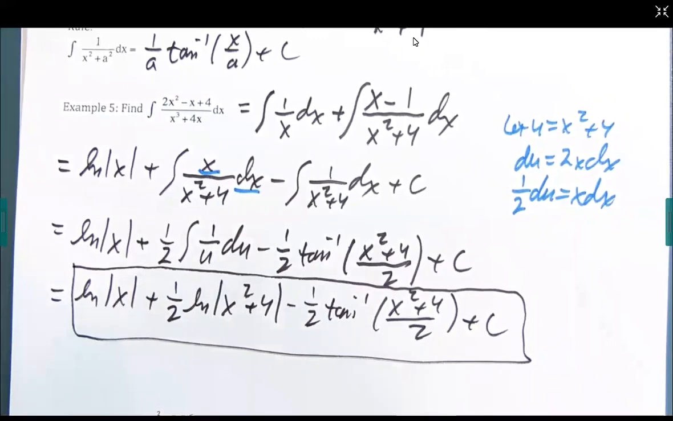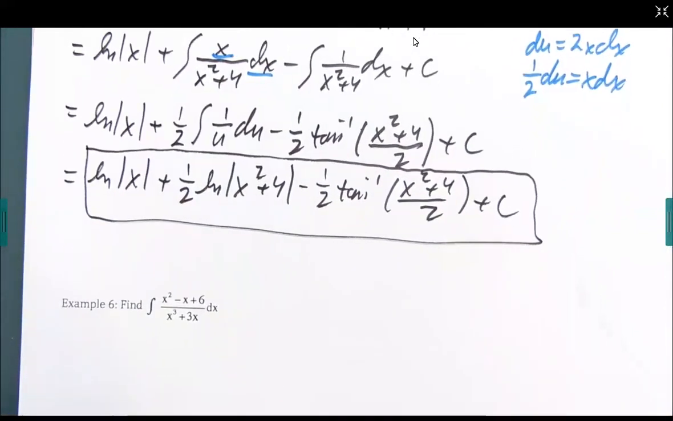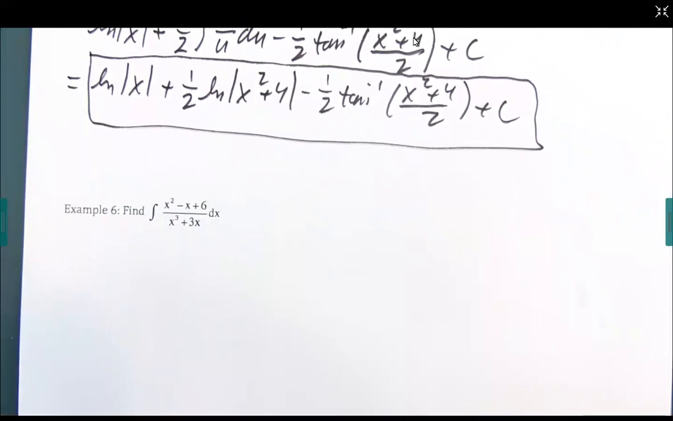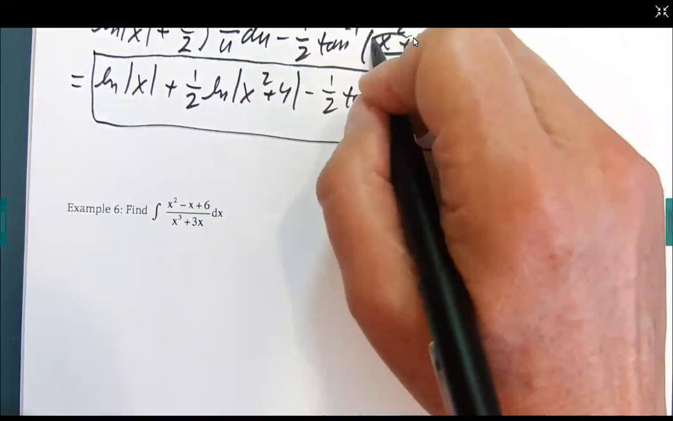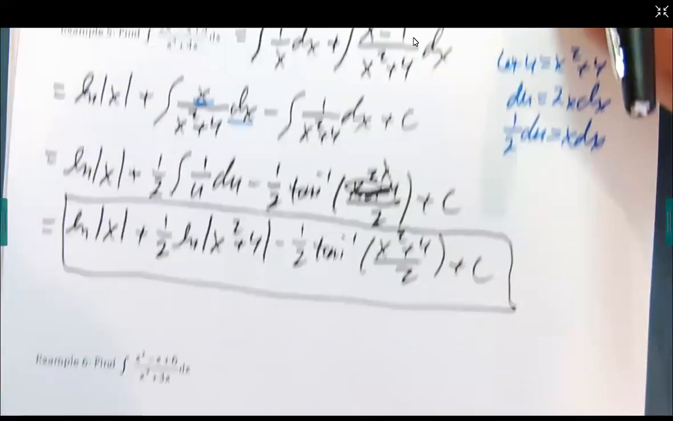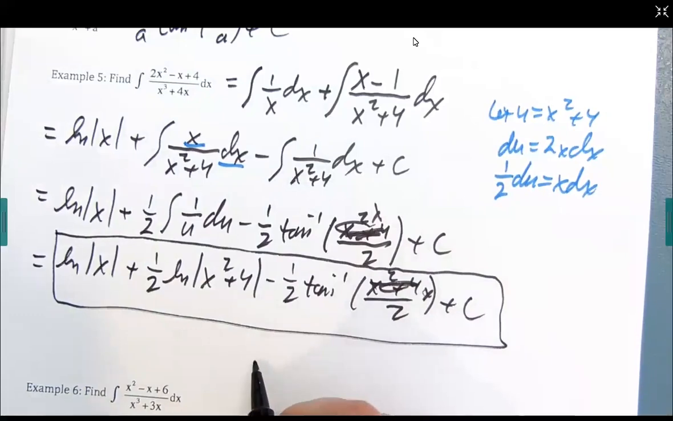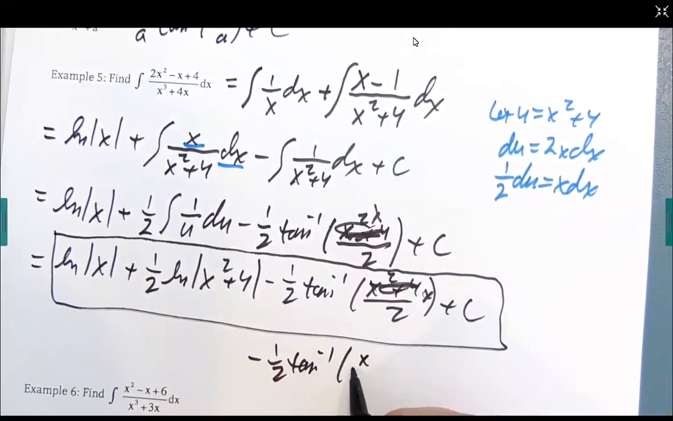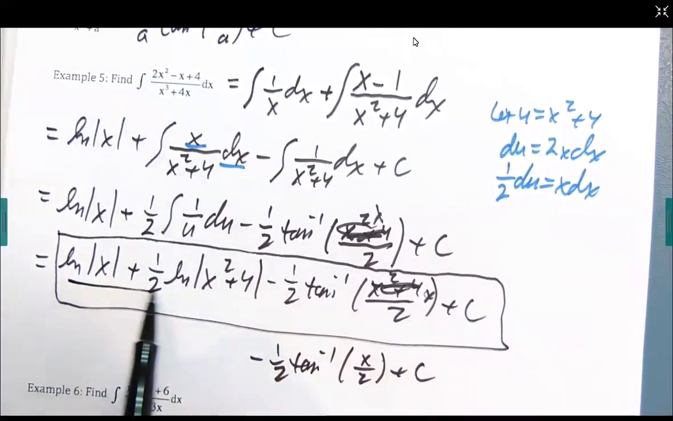All right. We are moving on. This should just be x. What am I doing? That's just x. That's just x over 2. Let me rewrite that last part. Negative 1/2 inverse tangent x over 2 plus c. These two are the same. Sorry about that.